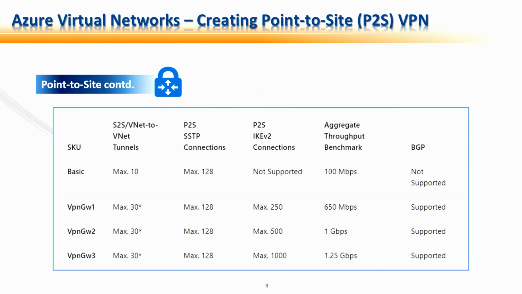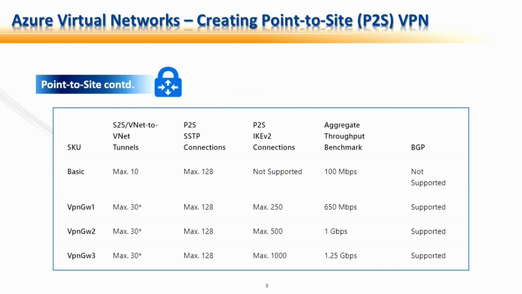So we'll talk about the basic SKU, where for site-to-site or VNet to VNet tunnels, we can have a maximum of 10 connections. And for point-to-site SSTP connections, we can have a maximum of 128 connections. Point-to-site IKE version 2 is not supported in the basic SKU. The aggregate throughput benchmark is around 100 Mbps, and BGP is not supported.